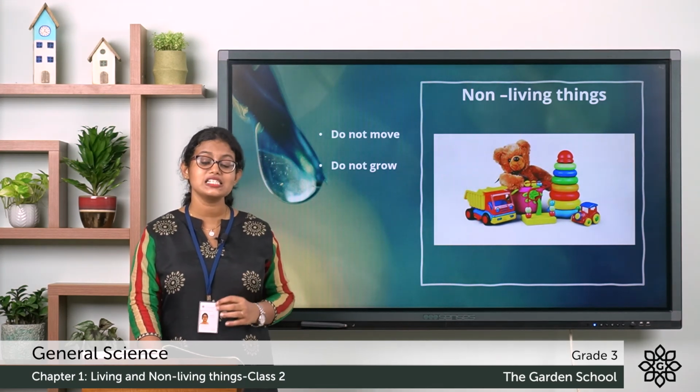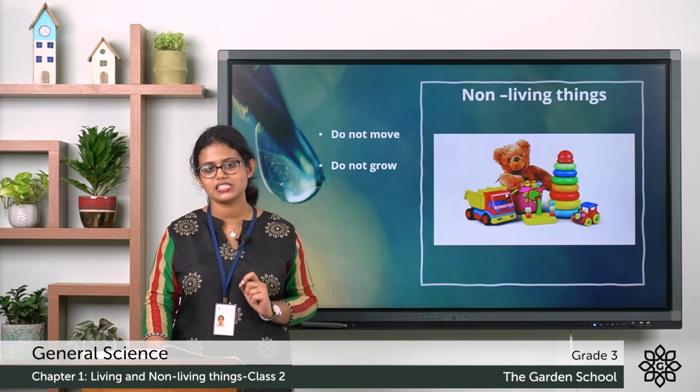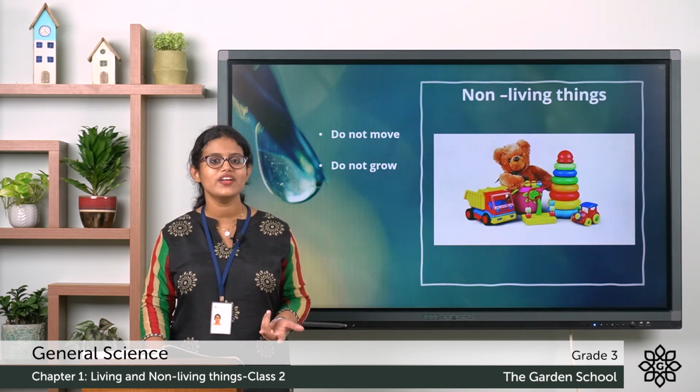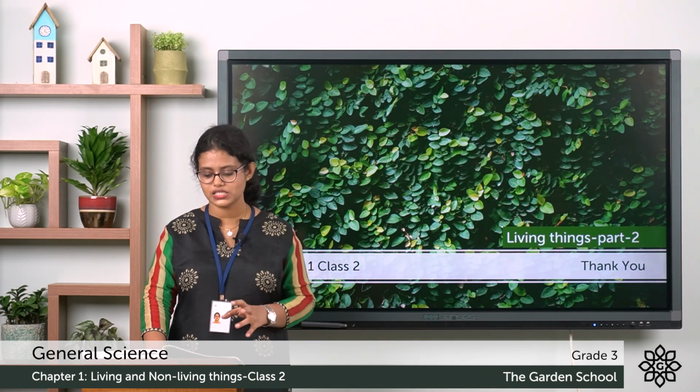So, in this class, we learnt about 3 new features of living things. So, which are they? Living things move, then living things need a suitable place to live, and all living things grow. So, I hope the class was clear to you.